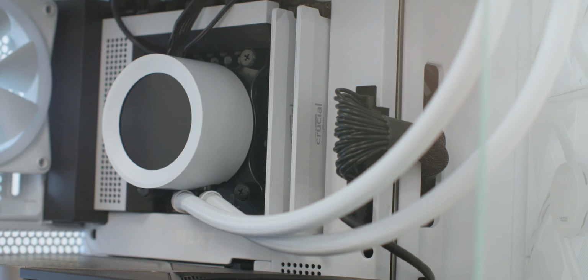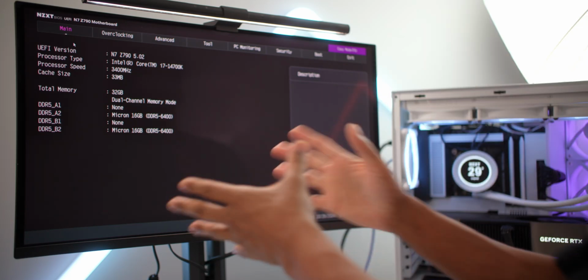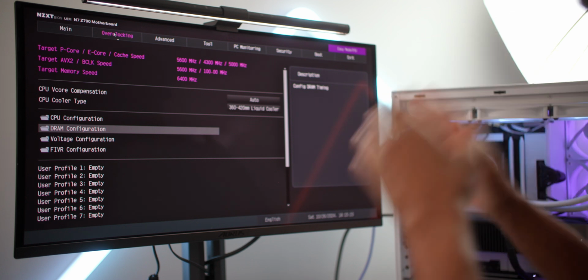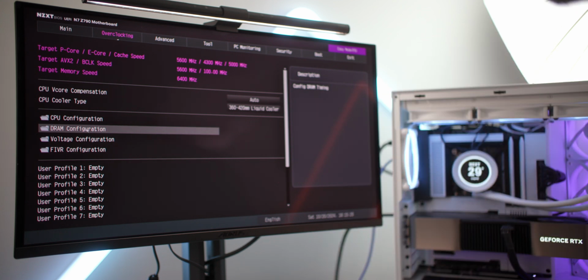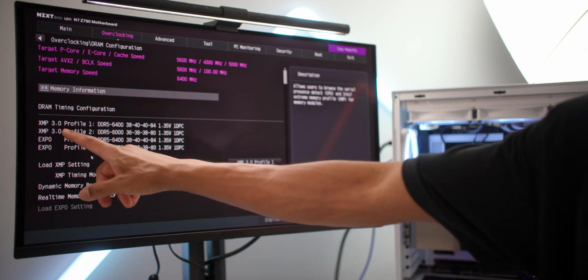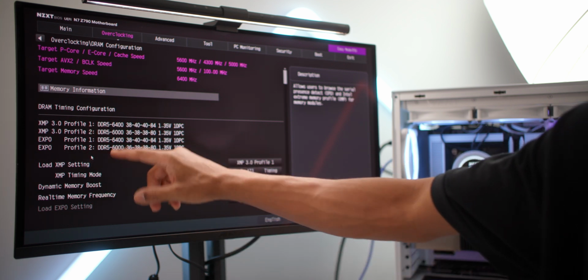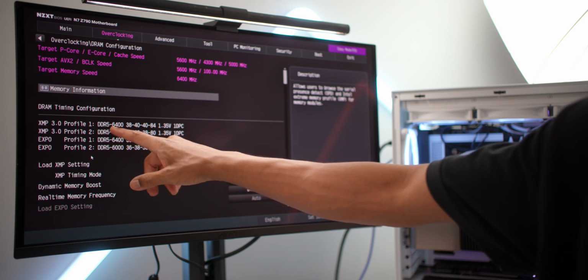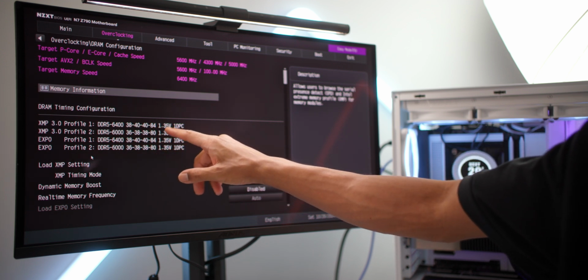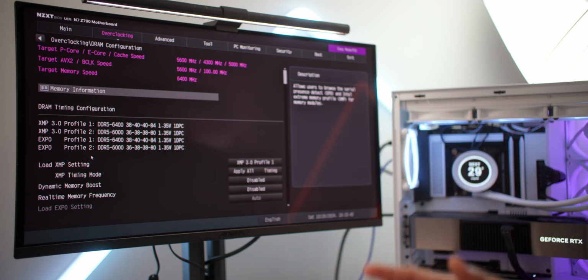These look really nice. Okay, so if you want to set up your XMP profile, you're gonna need to go into your BIOS. Under this one, I have an overclocking tab, and I can go into the DRAM configuration. Now, under here, it's showing you all of the different profiles that are available. We have XMP 3.0 Profile 1, which is what these RAM sticks are, which is DDR5. They got the 6400, they got the 38, 40, 40, 84 with 1.35 volts. This is exactly what our profile should be.